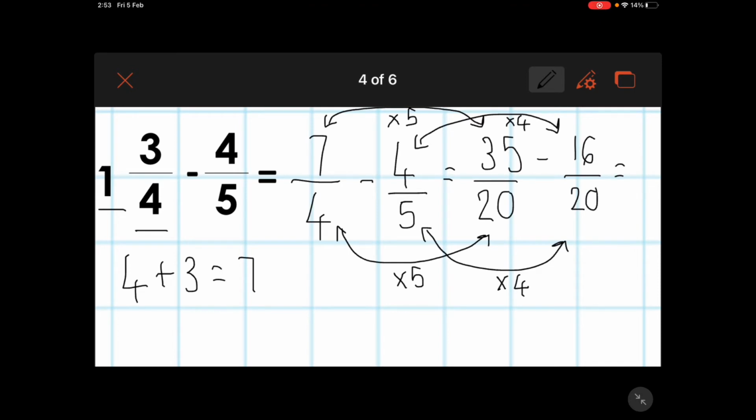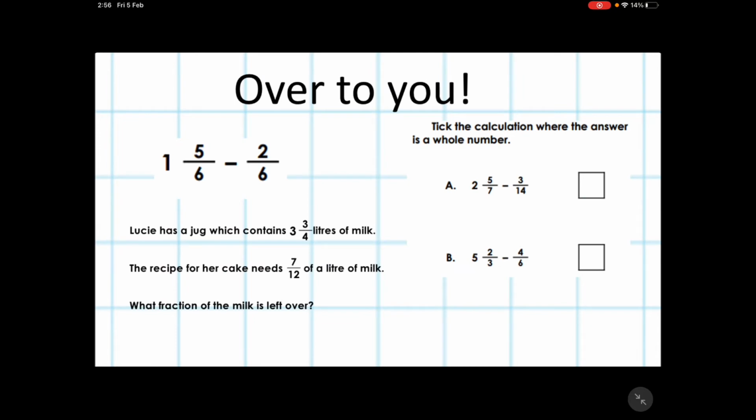So now that we have common denominators, we must subtract 35 and 16, and that's 19, with a denominator of 20. 19/20. Okay, over to you. I have here 4 questions, and I want you to have a look, read them carefully, and see if you can answer them. When you've finished, unpause the video, come back, and you can see how you got on.